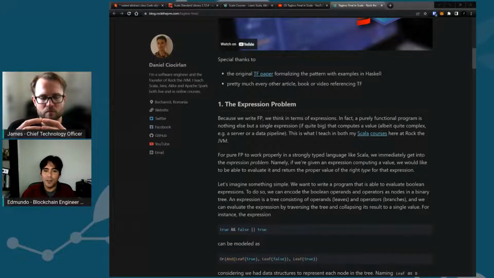What we want to do is take that data structure, whatever it is, evaluate it, and return the proper value of the right type for that expression. And that's exactly what Tagless Final helps us to do. We define a kind of algebra, and that algebra represents our program. And then we have an interpreter that goes through it and evaluates.